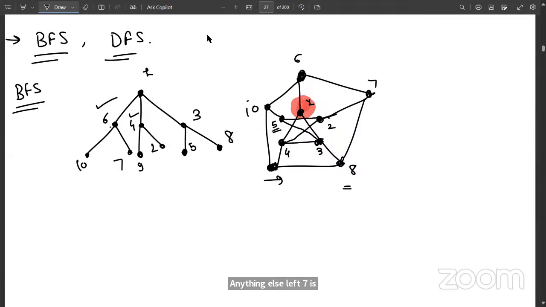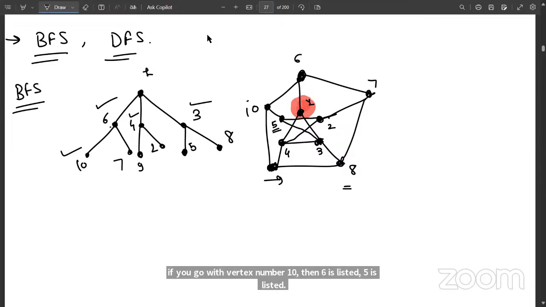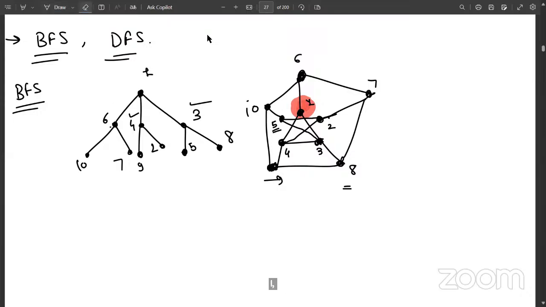Again we have to go with vertex number 10, since we haven't listed all vertices. If you go with vertex number 10, then 6 is listed, 5 is listed. We are done with exploring all the vertices. Is there any order? Order means ascending or descending, like 3 is smaller than 4. It's actually up to you. If you want to go via that order, that's also fine.